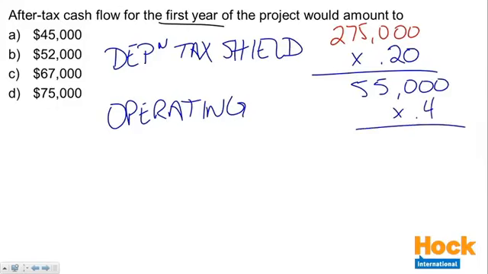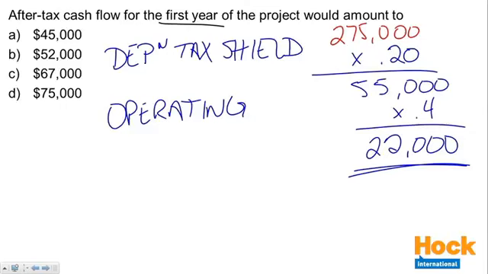We multiply that by the tax rate of 40%, and our cash inflow for the tax depreciation shield is $22,000. Now, nobody's paying us this money. This isn't an inflow where money is coming into our bank account, but what it is, is the reduction of the cash outflow connected to taxes. So we have a $22,000 cash inflow from the tax depreciation shield.